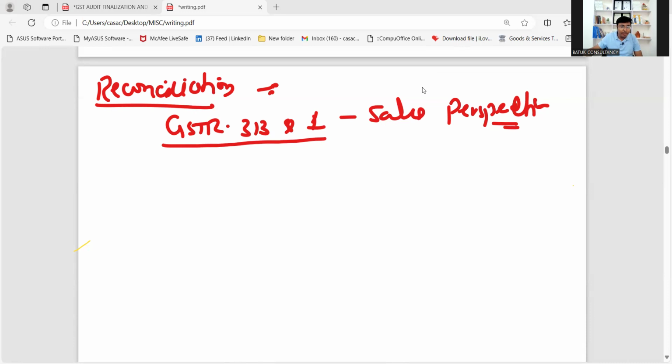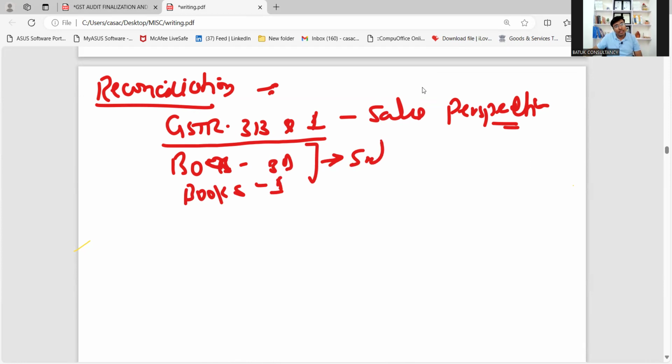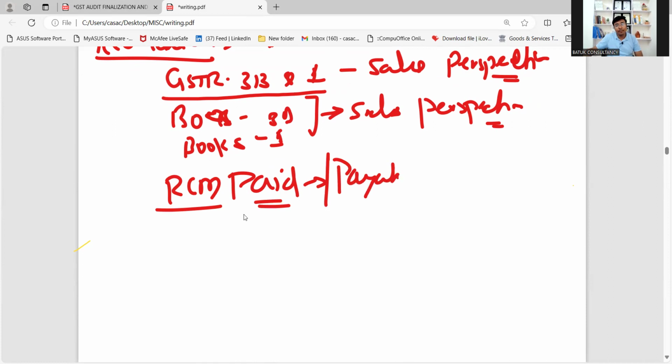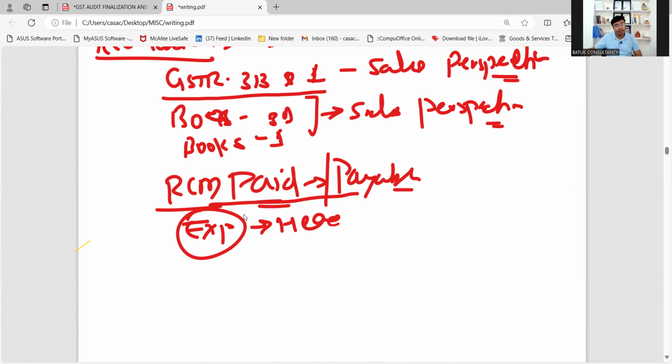Also, we need to demand one reconciliation of books versus 3B and books versus 1, which is also from the sales perspective, not from the purchase perspective. Then we need to demand one reconciliation of the reverse charge mechanism paid versus payable. Whenever you demand that particular reconciliation of RCM, demand it head-wise.